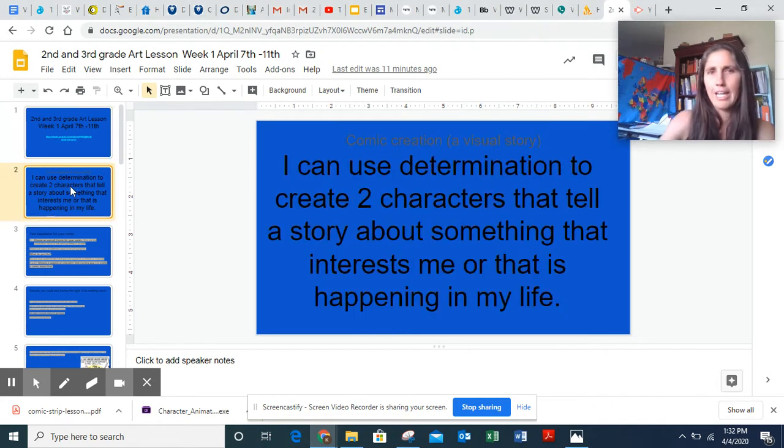So our target for today is I can use determination to create two characters that tell a story about something that interests me or that is happening in my life. I chose to create a character that had to wear a mask because that's something that's happening in my life. I don't know what's happening in your life other than I don't get to see you much anymore.